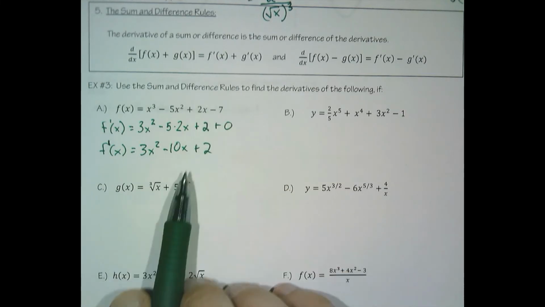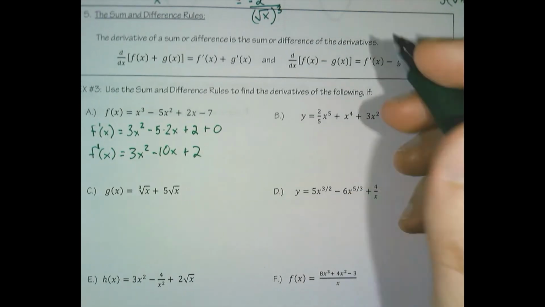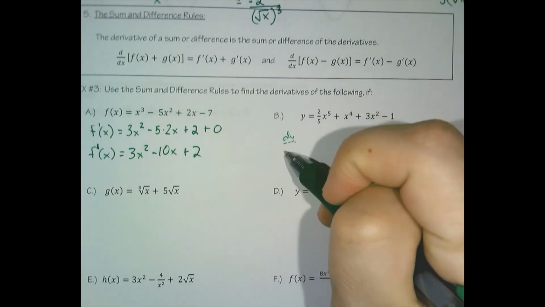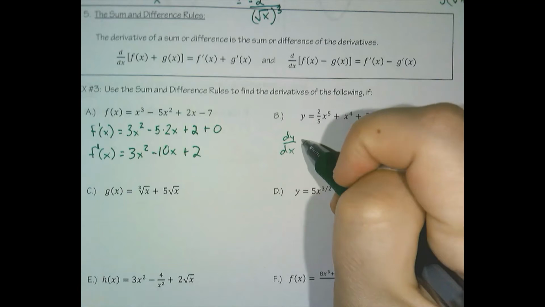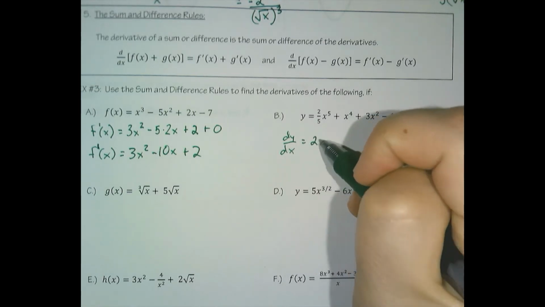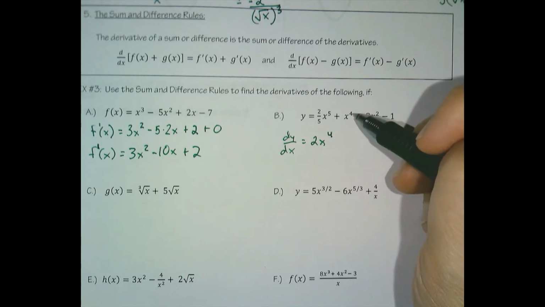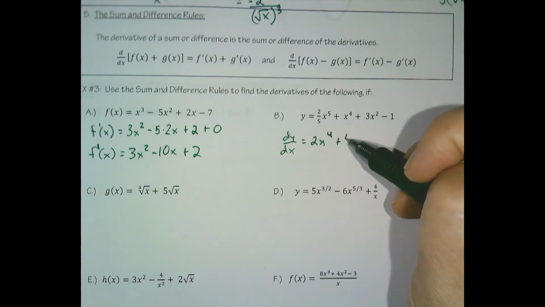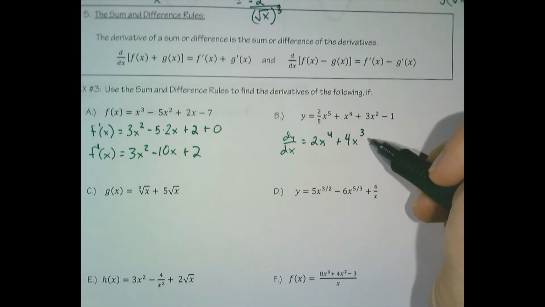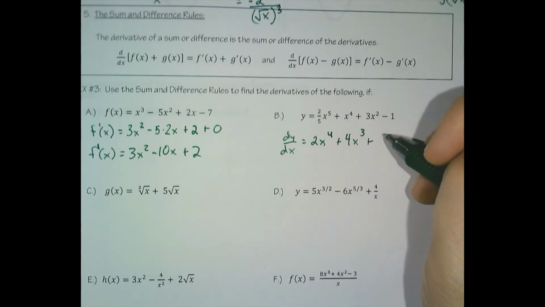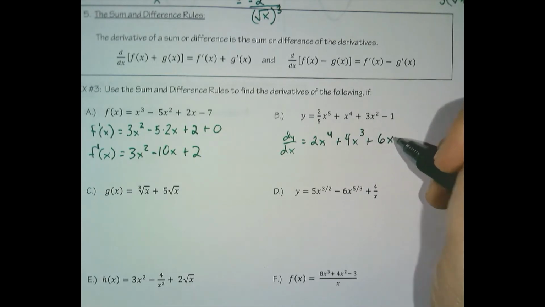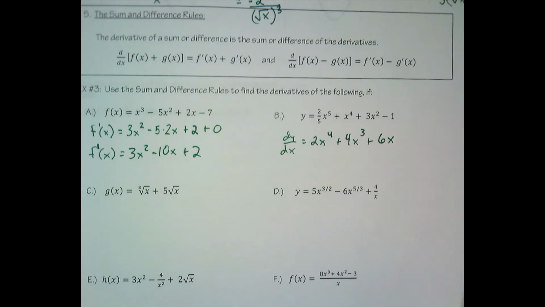Please note, if they are being multiplied together, there is a different rule, and we will learn that, but not in this lesson. So part B, if we take the derivative, 5 times 2/5 is 2. Drop the exponent by 1. The derivative of x to the 4th is 4x to the 3rd. The derivative of 3x squared is 6x. And then the derivative of negative 1 is 0.